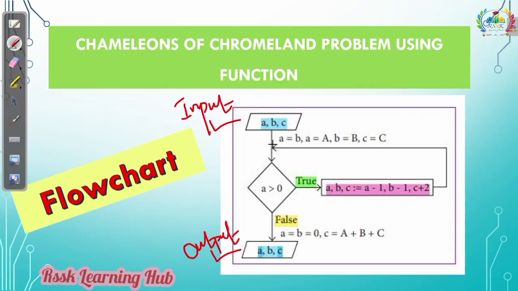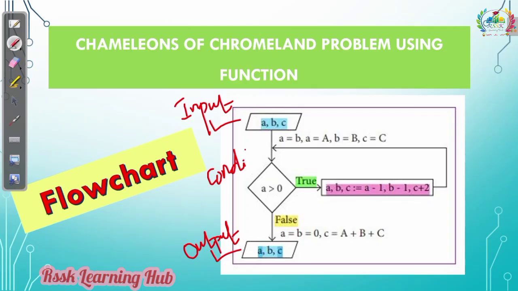Now, first thing is what? The A value is assigned. Both A and B are equal. A is assigned capital A, B is assigned capital B, and small c is assigned capital C. This is your first stage we discussed. Then it will go for condition checking. Condition checking should be represented with a rhombus symbol. Okay, this is your condition part.